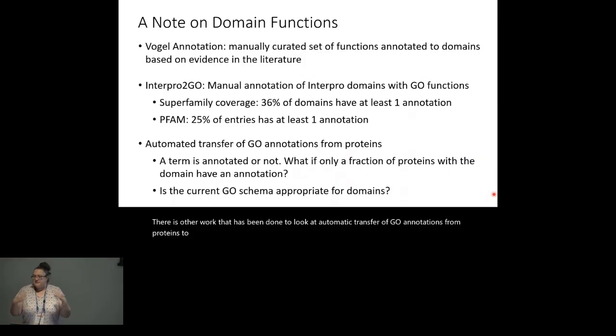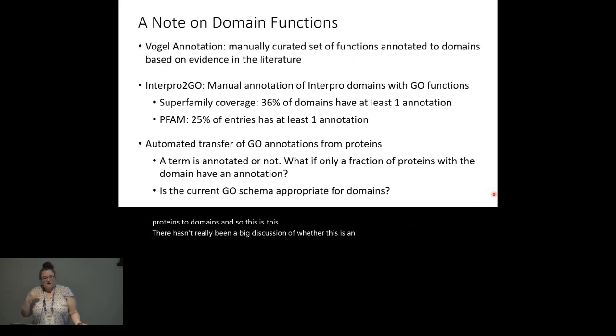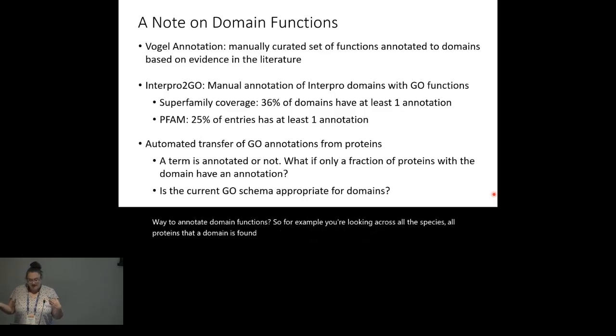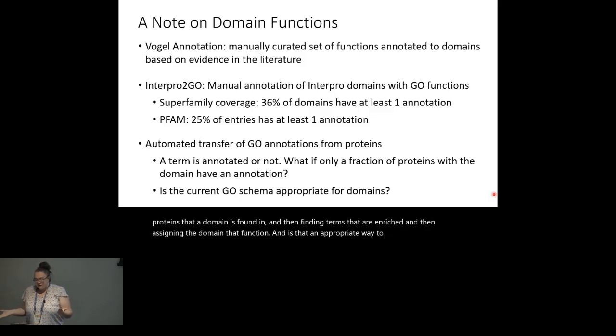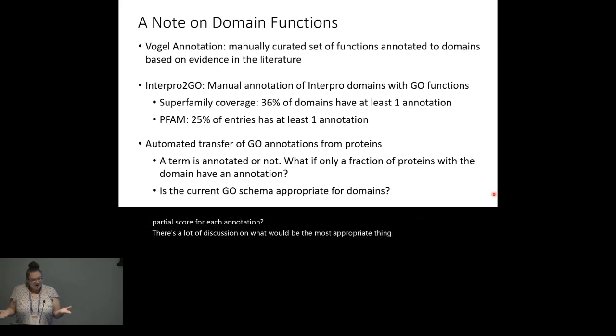And so there hasn't really been a big discussion of whether this is an appropriate way to annotate domain functions. So for example, you're looking across all the species, all proteins that a domain is found in, and then finding terms that are enriched, and then assigning the domain that function. Is that an appropriate way to do this? Not all proteins have that function annotated with it, so should the domain get a partial score for each annotation? There's a lot of discussion on what would be the most appropriate thing here.